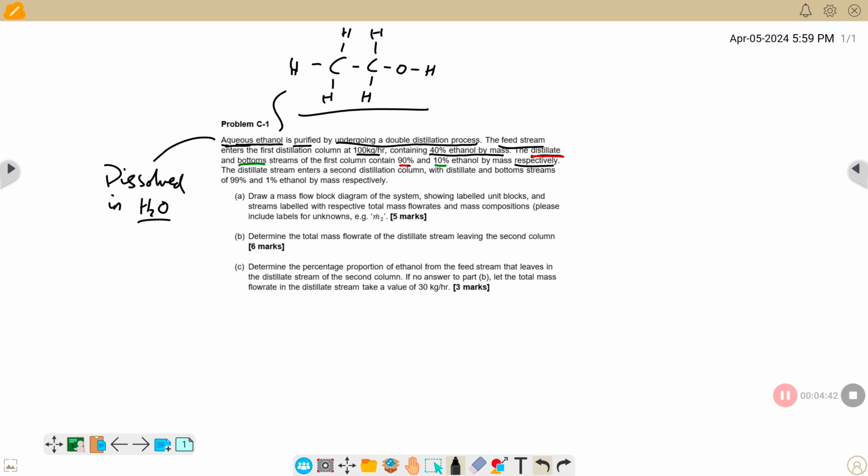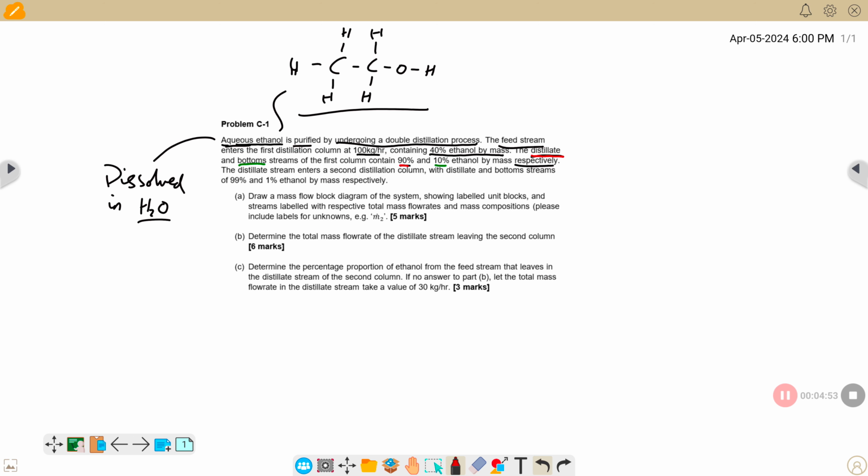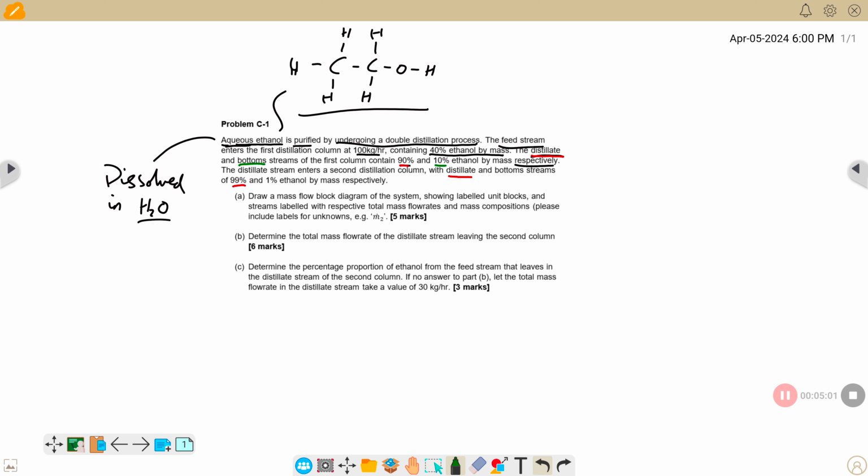The distillate stream enters a second column with distillate and bottom streams of 99% and 1% ethanol by mass, respectively. So again, it's the same deal with this word, respectively, if you've never encountered it before. Distillate, 99%. Bottoms, 1%.